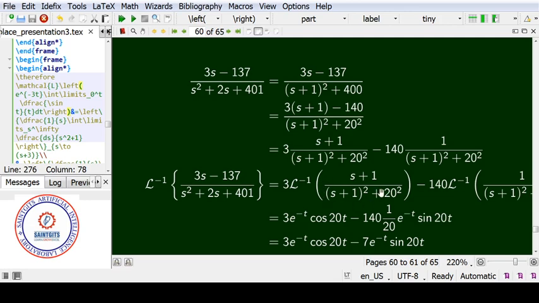Once again I repeat this. Here we have s plus 1. s is replaced by s minus a only when multiplication by e raised to at happens. Here a is minus 1, s minus a form. So I take e raised to minus t, and then s by s square plus a square is cos at. In the place of a we have 20. We do the same thing here. So we can take e raised to minus t common and simplify 140 by 20, which is 7.